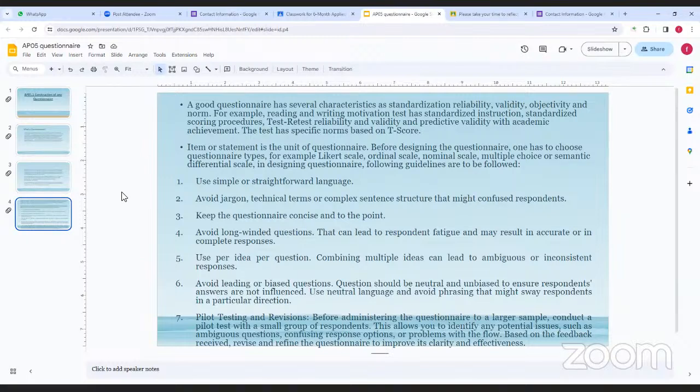Otherwise, you will get faulty data. Now, next point, you have to check the item and its corresponding domain. If your questionnaire is multidimensional, you always check whether the item is measuring the domain properly or not.